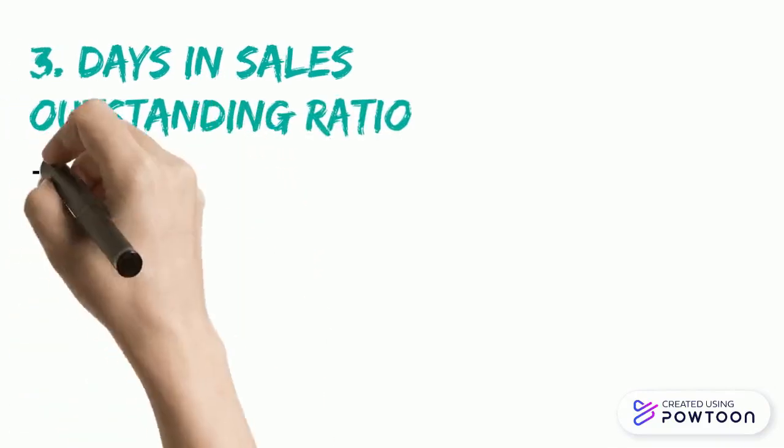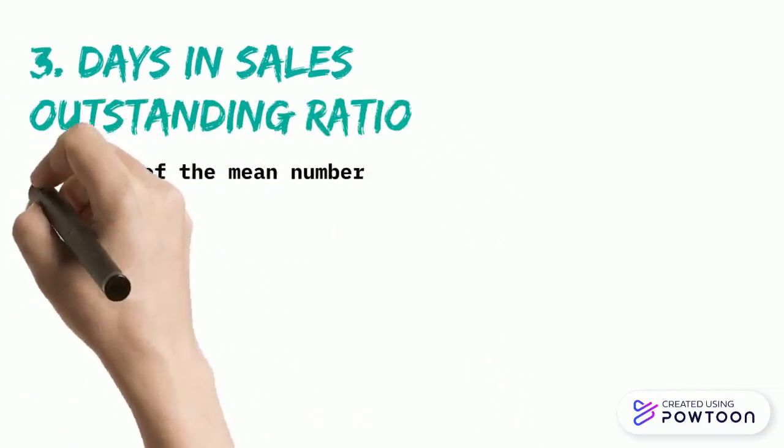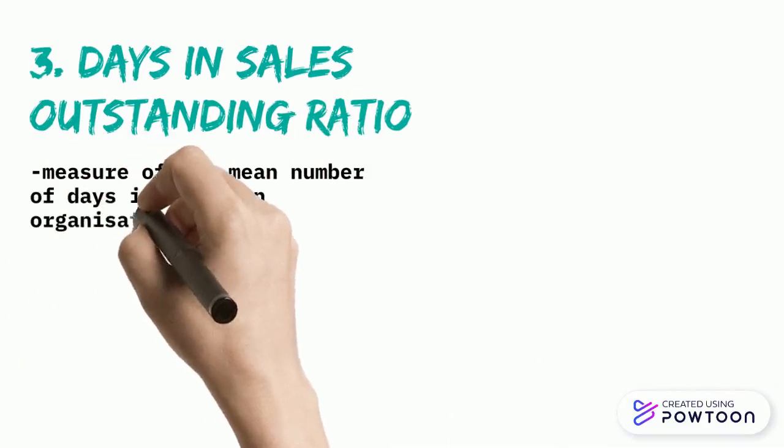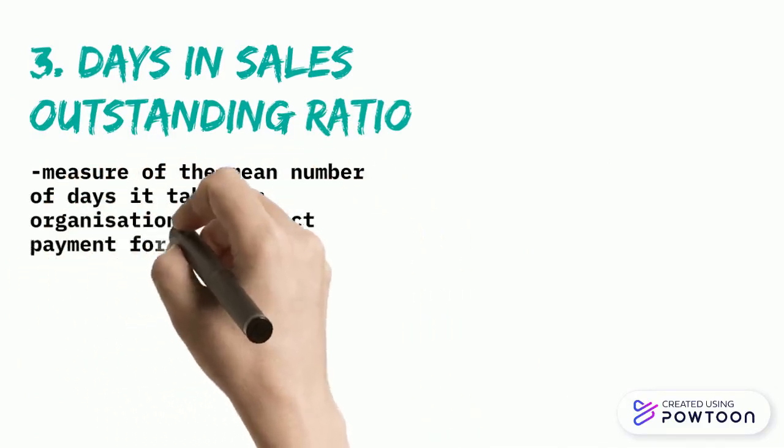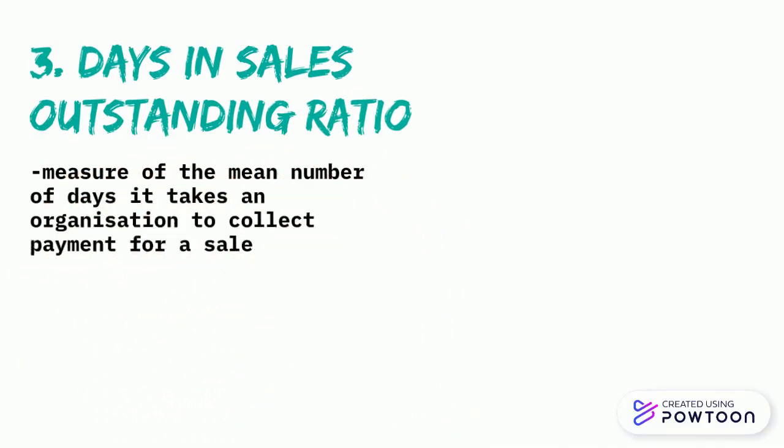Finally, there is the days sales outstanding ratio. It is a measure of the mean number of days it takes an organization to collect payment for a sale. To calculate this ratio, you need to divide the total sum of accounts receivable during a given period of time by the overall value of the credit sales during the identical period, and multiply the outcome by the number of days in the period being measured.